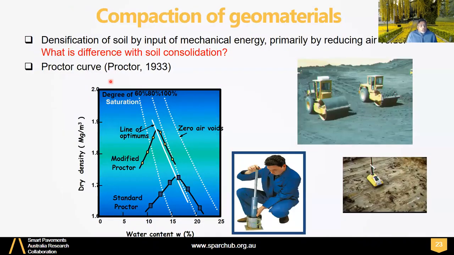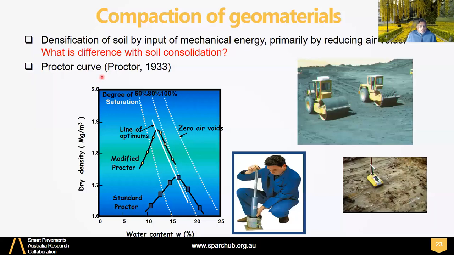So with that, I move on to the compaction of geomaterials. Usually we call it compaction when we input mechanical energy and densify the soil primarily by reducing air voids, or we remove the air voids from soil to densify the soil. So what is the difference with soil consolidation? The consolidation term is used in soil mechanics to refer to saturated soils when we remove water and get the particles together and densify them. That's known as consolidation. So it's associated with saturated soils.